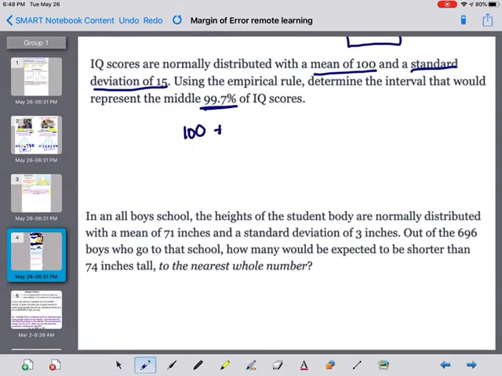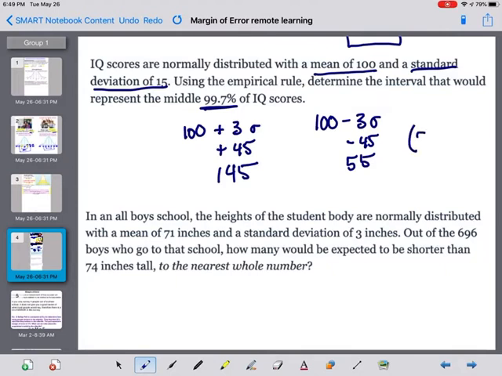So I start at 100, and I'm going to add 3 standard deviations, and I'm going to subtract 3 standard deviations. Since the standard deviation is 15, it's like 15, 15, and 15, or we can say 45, because it's 3 times 15. And 100 plus 45 is 145, and 100 minus 45 is 55. So you can either write it in a sentence, the interval is between 55 and 145, or we can use interval notation, so we do parenthesis 55, comma, 145. That means everything between 55 to 145.